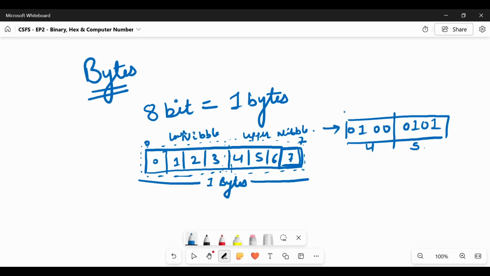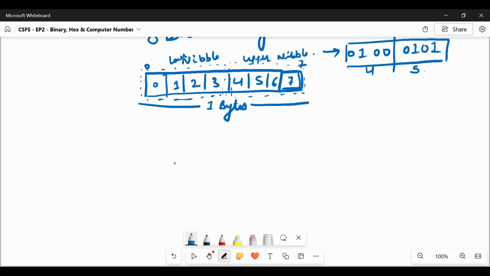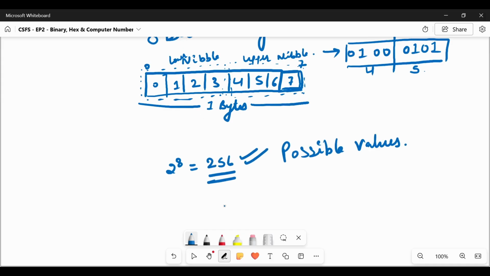So why 8 bits? Why not 10 or 32? What do 8 bits represent? 8 bits means 2 to the power 8, that is 256. So 8 bits can represent 256 possible values, and the range will be 0 to 255. This is our complete byte range. All memories are usually represented in bytes.